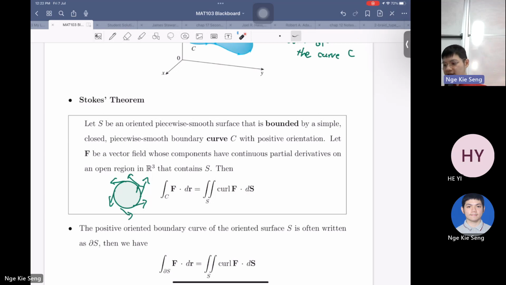Why is it curl here? Why does it describe the rotational property of the vector field? How do you do work in a rotational manner? You need to move the particle in a rotational manner. So this describes how the vector field rotates.